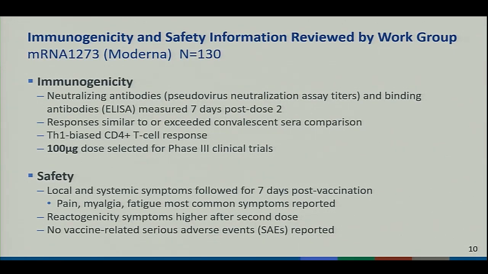This slide shows the immunogenicity and safety data reviewed by the workgroup for the mRNA-1273 vaccine. Regarding immunogenicity data, neutralizing and binding antibodies were measured at 7 days post-dose 2, and responses were similar to or exceeded a convalescent sera comparison. A Th1-biased CD4 T-cell response was noted, and based on the phase 1 data, a dose of 100 micrograms was selected for the phase 3 clinical trials.